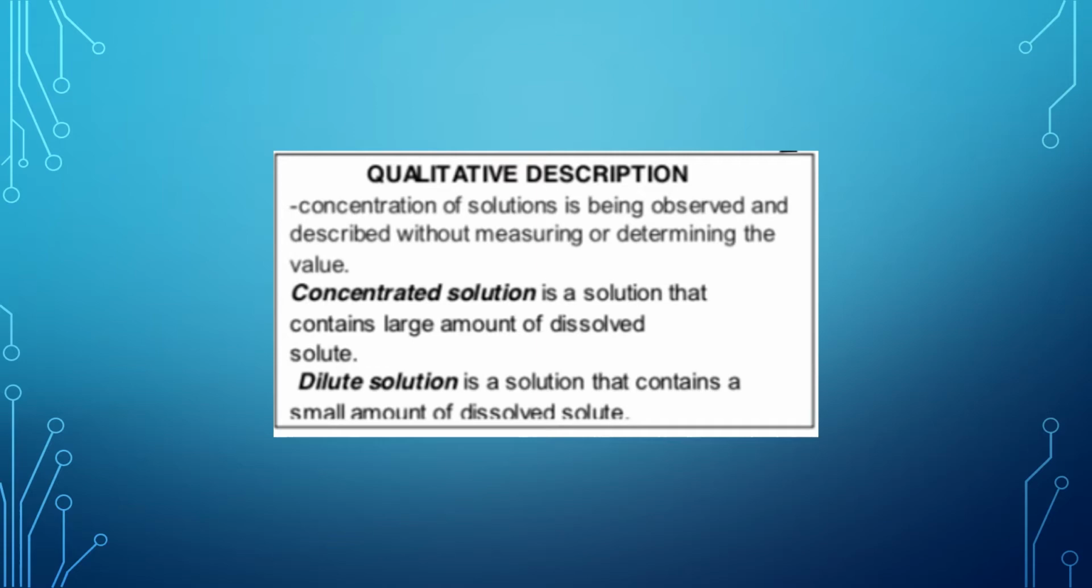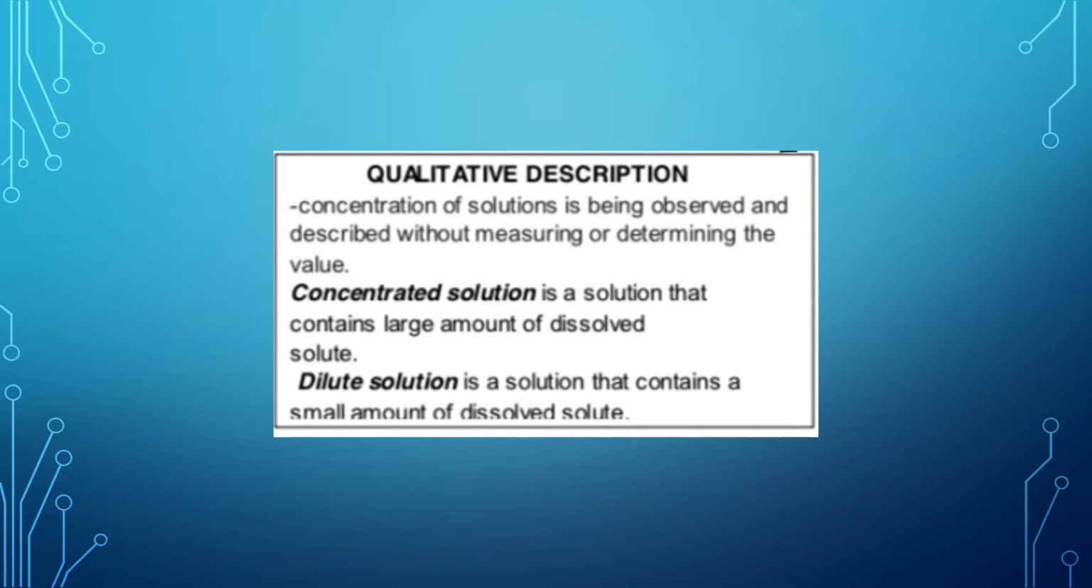So, ibig sabihin, itong qualitative description, class, ito po yung na-observe natin. So, ano bang ginagamit natin for observing? Yun po yung ating senses. Now, there are two types of qualitative description in terms of the solution. So, we have concentrated solution and the dilute solution.